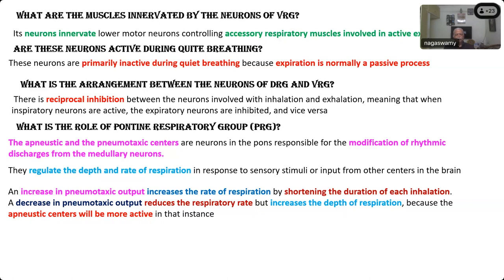What is the term for decreased respiratory rate? Bradypnea. Just like bradycardia, it is bradypnea. So all these terminologies you should be aware of. Normal respiration is eupnea, increase in rate, tachypnea, increase in depth, hyperpnea, increase in both rate and depth, hyperventilation, decrease in rate, bradypnea, and what is platypnea?